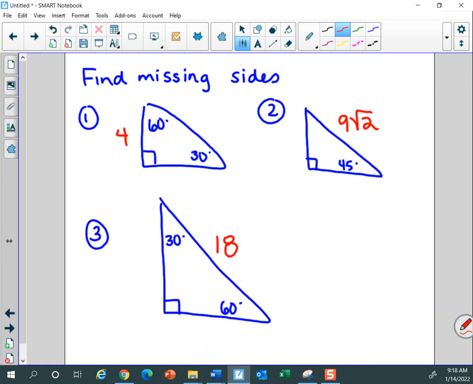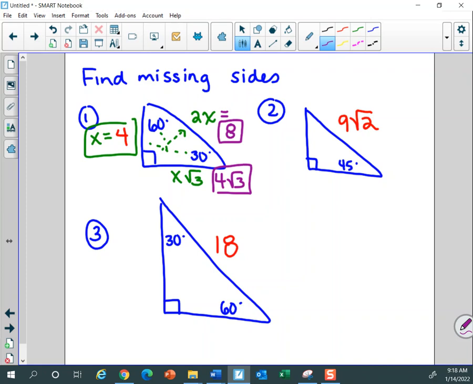Okay. All right. So I see a 30, 60, 90. I always go to the 90 first because he's the easiest to find. So he's 2x. The 30 side is x. The 60 side is x root 3. There's the one I know. So that means my hypotenuse side is 8. And my 60 side, 4 root 3. Yeah? No? Sort of? You okay? How are we doing? I see some nodding.